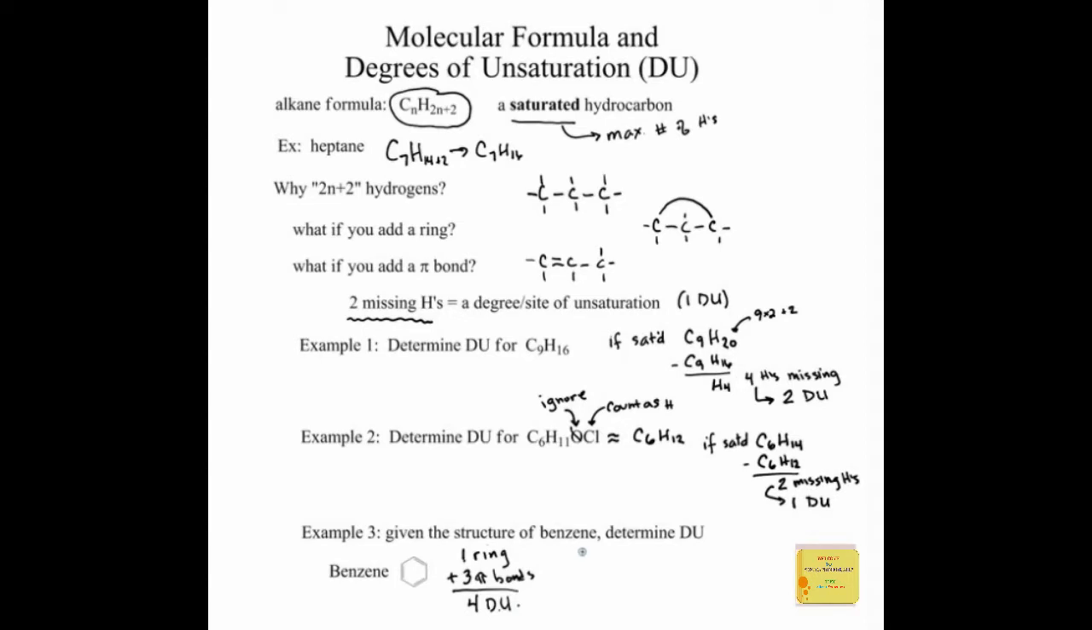If you wanted to check the formula and practice your calculation there, and confirm that based on the formula you would also determine that it is 4 DU, the benzene formula is C6H6. Each of these carbons has just 1 hydrogen attached. So it's C6H6, and if you do your calculation, you should come up again with 4 DU for benzene.